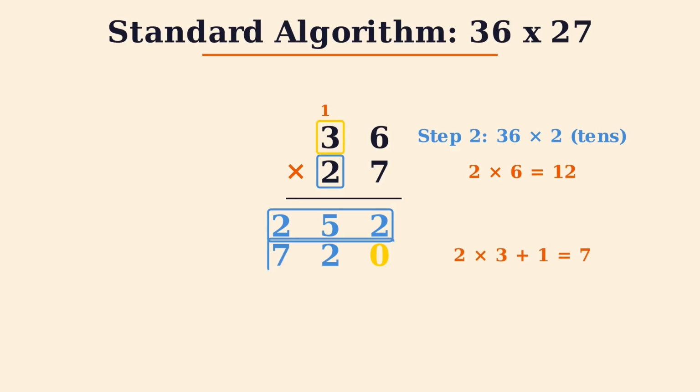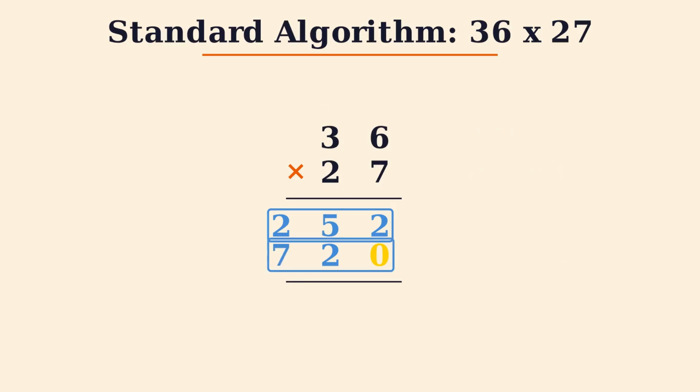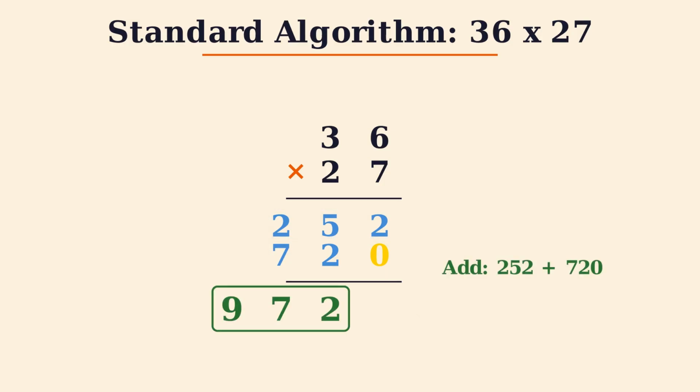Now multiply 36 by the tens digit, which is 2. Write a 0 as a placeholder in the ones spot. 2 times 6 equals 12. Write 2, carry 1. Then 2 times 3 equals 6, plus 1 carried equals 7. Second row is 720. Finally, add 252 plus 720 to get 972. That's our answer. 36 times 27 equals 972.